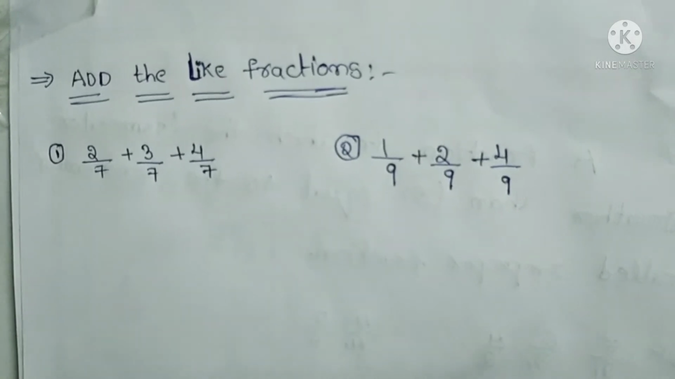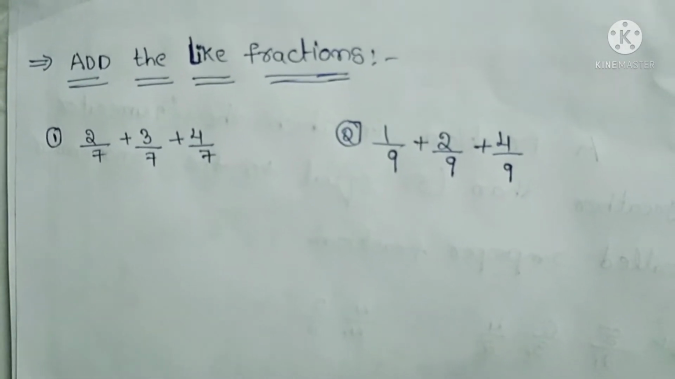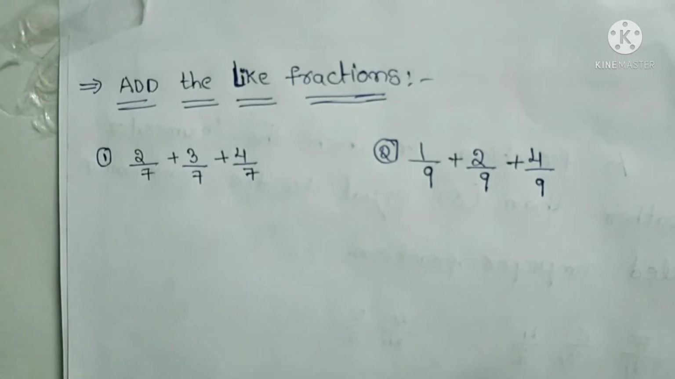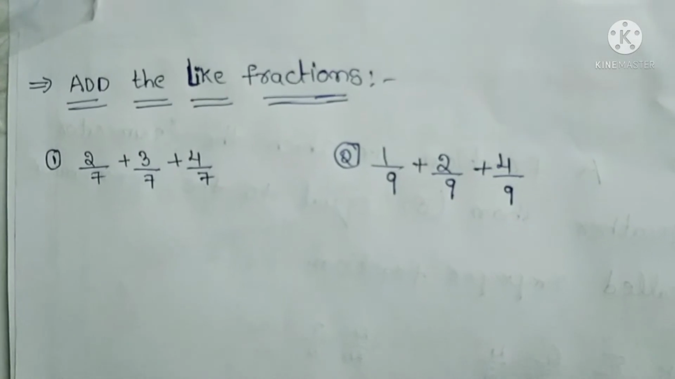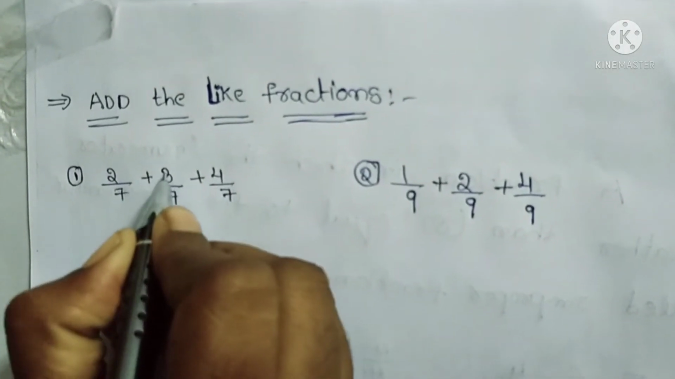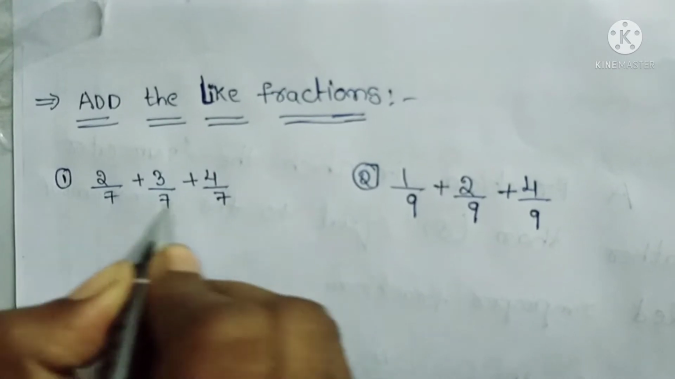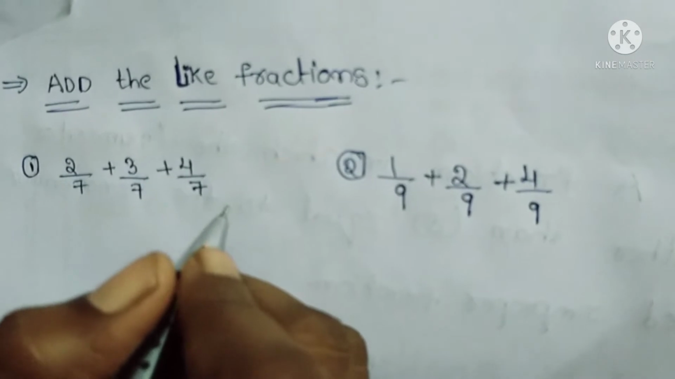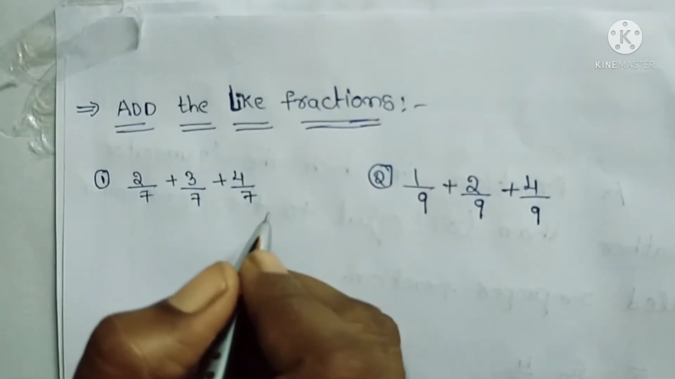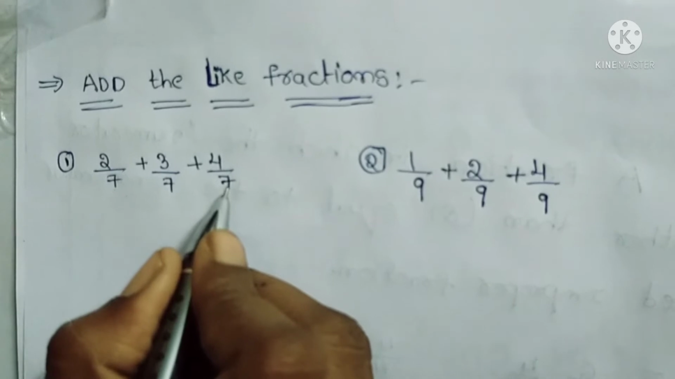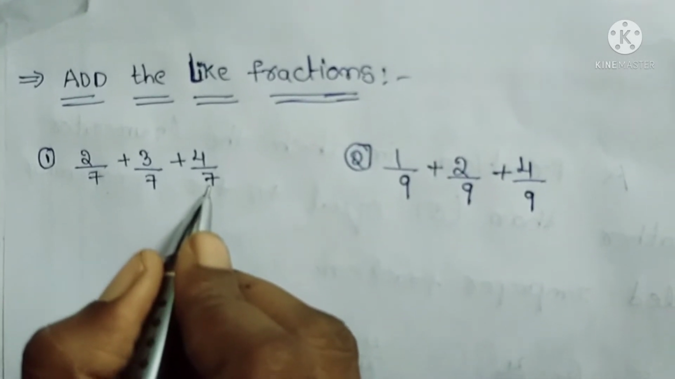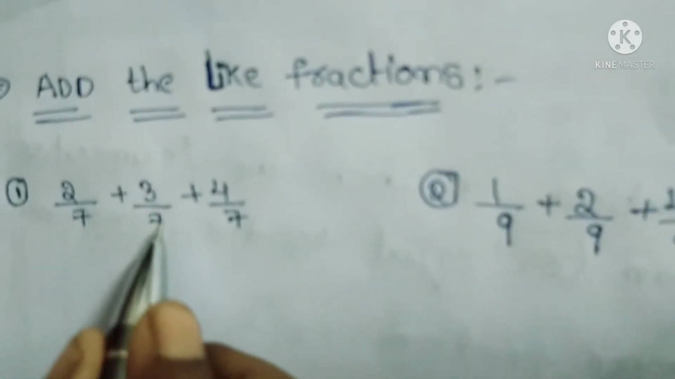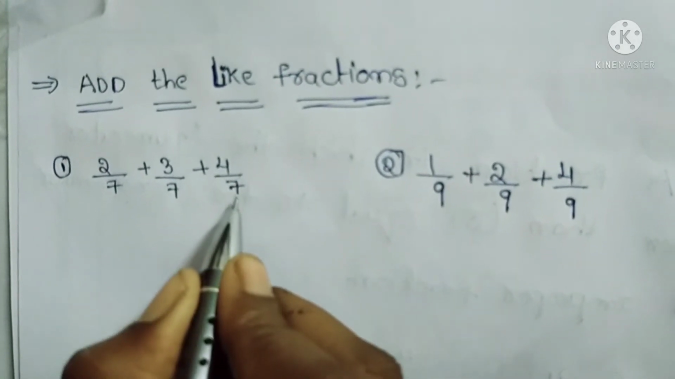Now add and subtract the like fractions. For example, add the like fractions 2 by 7, 3 by 7, 4 by 7. These are like fractions because the denominators are the same: 7, 7, 7. To add the like fractions, 2 by 7 plus 3 by 7 plus 4 by 7.